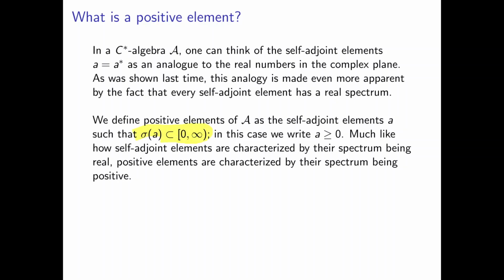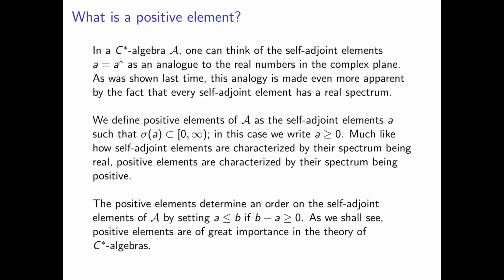So if A is a positive element, then the spectrum of A lies in this set here that we have. And in this case, in particular, we write that A is greater than or equal to 0. And much like how self-adjoint elements are characterized by their spectrum being real, positive elements are characterized by their spectrum being positive. In fact, they are defined in this way. And these positive elements determine an order on the self-adjoint elements of A by just setting that A is less than or equal to B if B minus A is greater than or equal to 0.